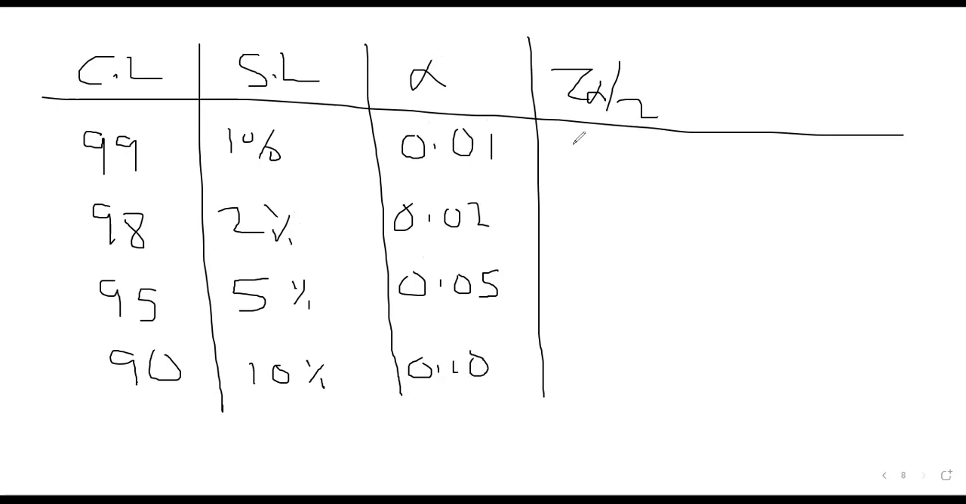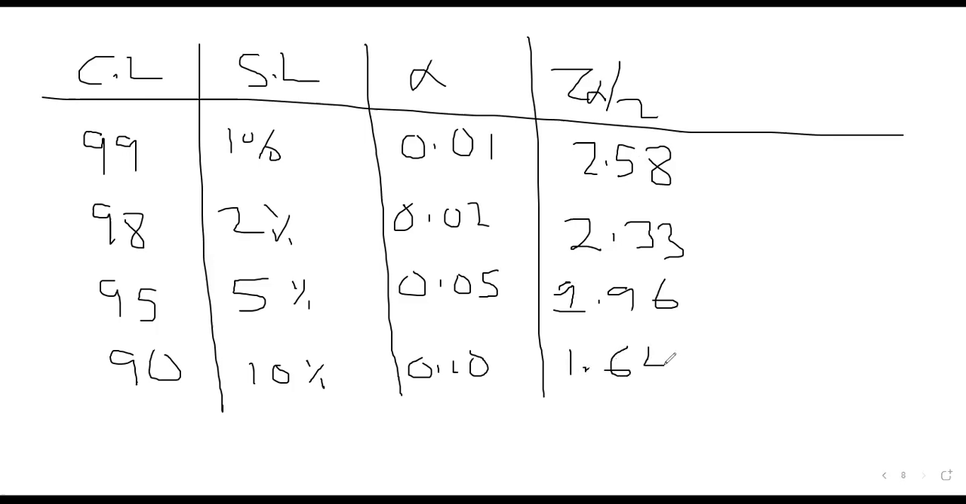So the Z for this one is 2.58. This is 2.33. This is 1.96. And this is 1.645. So these are the songs that we'll be learning.